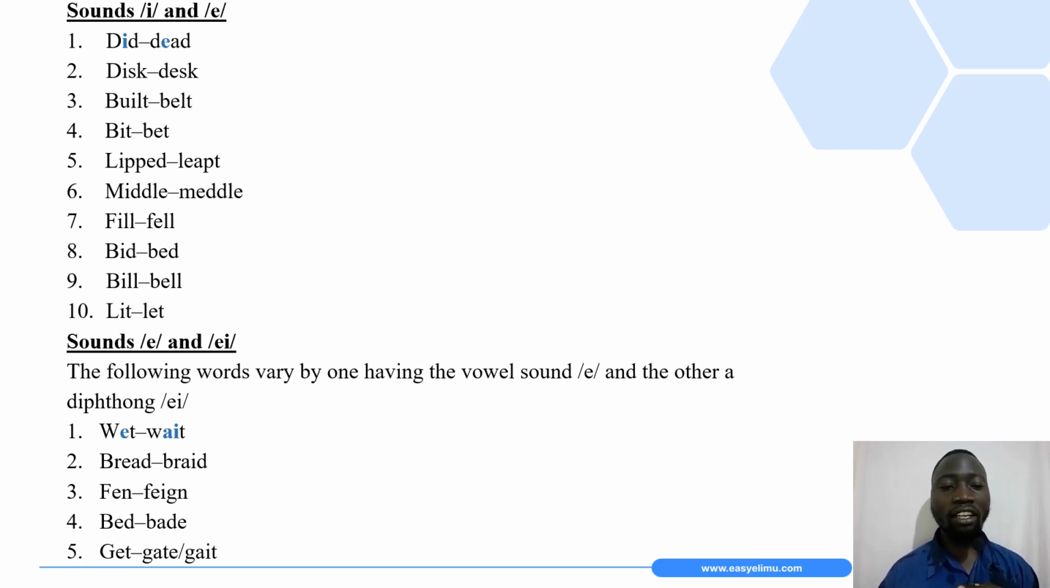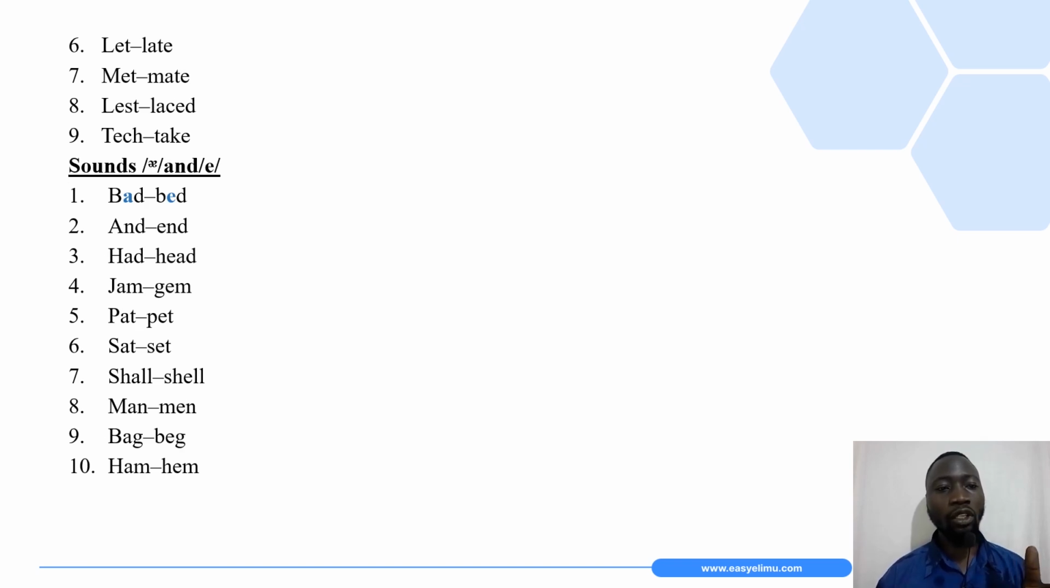So the following words vary by one having the vowel sound e and the other a diphthong, that is a combination of two vowel sounds. So the examples are wet and wait, bread and braid, fen and feign, bed and bade, get and gate, and the other gait, which is also a homophone. And we also have examples like let and late, met and mate, lest and laced, tech and take.